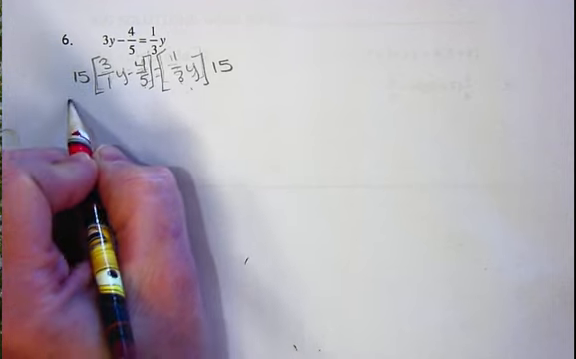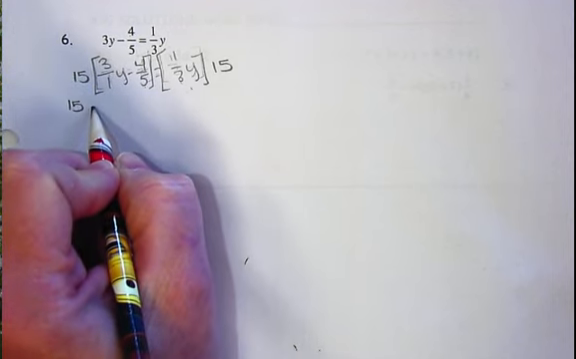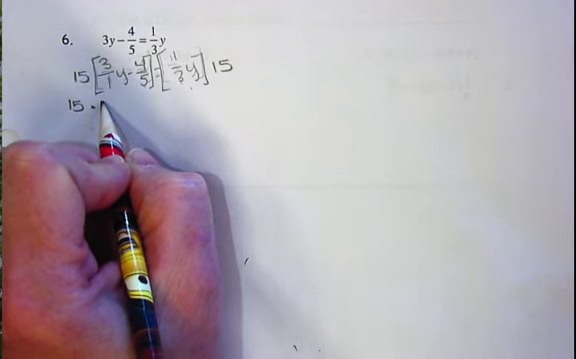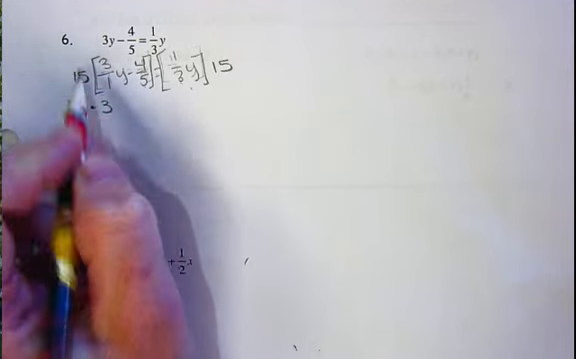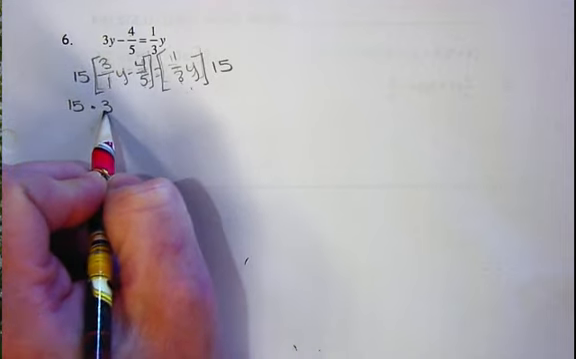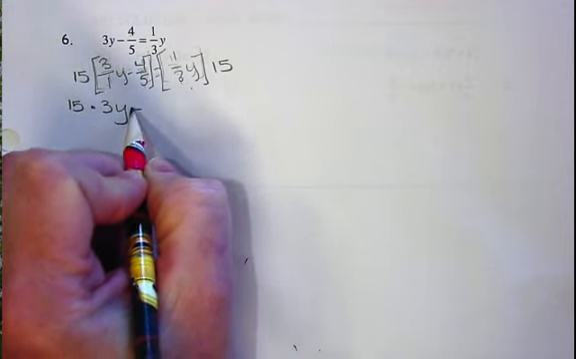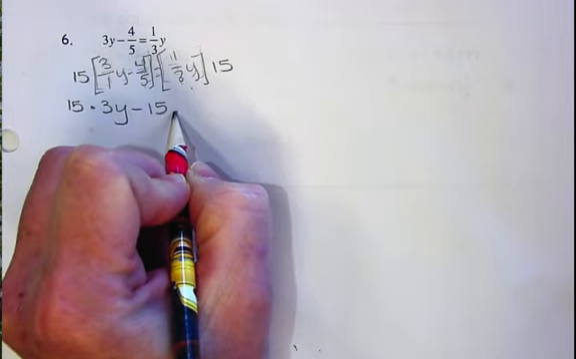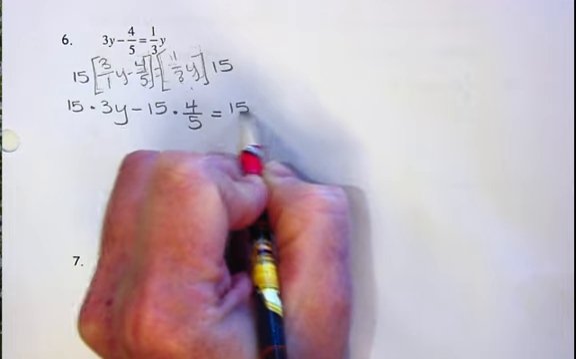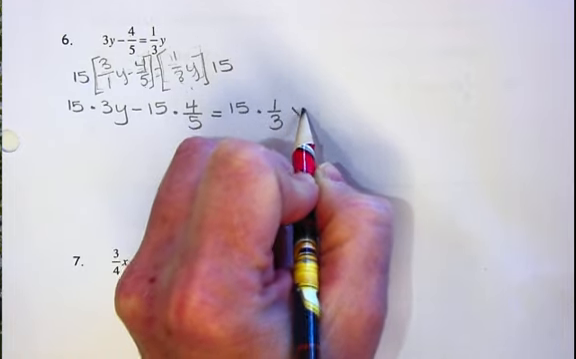So now I'm going to rewrite this all. Feel free to not do that if you can do it in your head, and if you can't yet, then I would just write it. So at this point, I'm going to change this 3 over 1 to 3 because 15 times 3 is going to be quite simple, minus 15 times 4 over 5 equals 15 times 1/3 y.